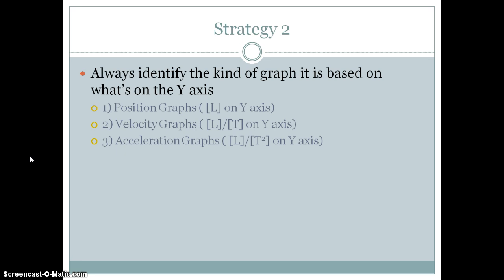Quick note, in this class and pretty much up through, I think, the first sequence in college, you will always assume accelerations are constant, which means your acceleration graphs will always be a horizontal line, either at 0 or at some value.